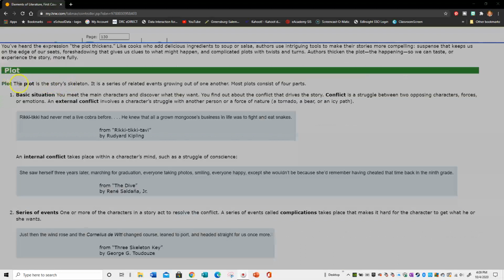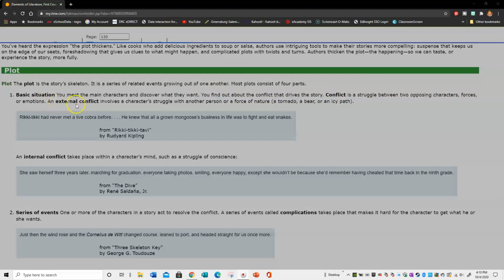Plot. The plot is the story's skeleton. It is a series of related events growing out of one another. Most plots consist of 4 parts. Number 1, basic situation. You meet the main characters and discover what they want. You find out about the conflict that drives the story. Conflict is a struggle between 2 opposing characters, forces, or emotions.